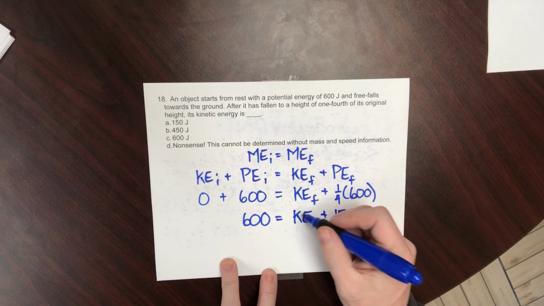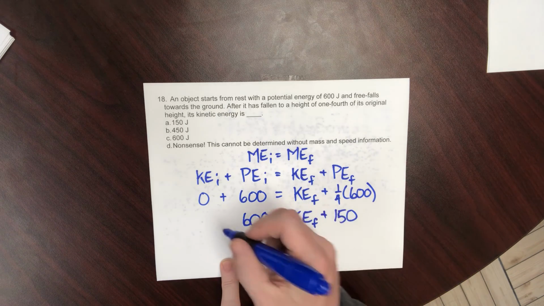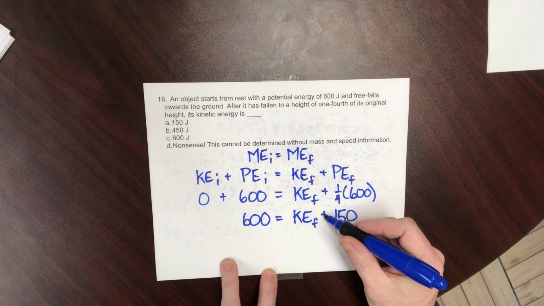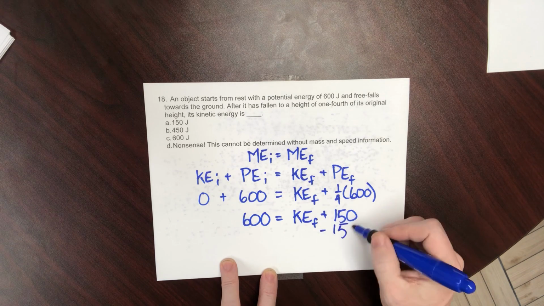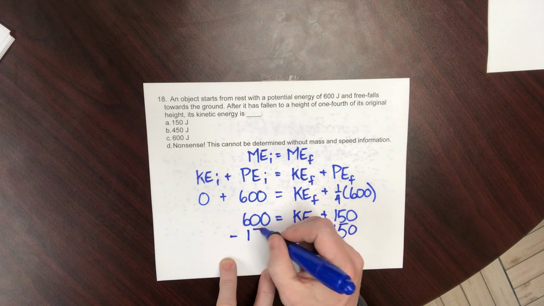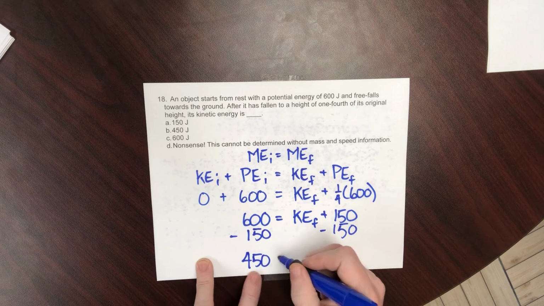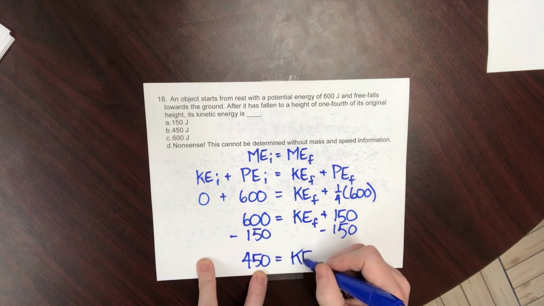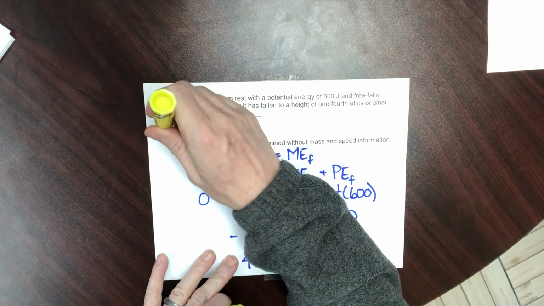To get kinetic energy final all by itself, we need to move the 150 over to the other side. Since we're adding that, we'll do the opposite and we subtract 150 from both sides. And so our final kinetic energy is equal to 450 joules, letter B.